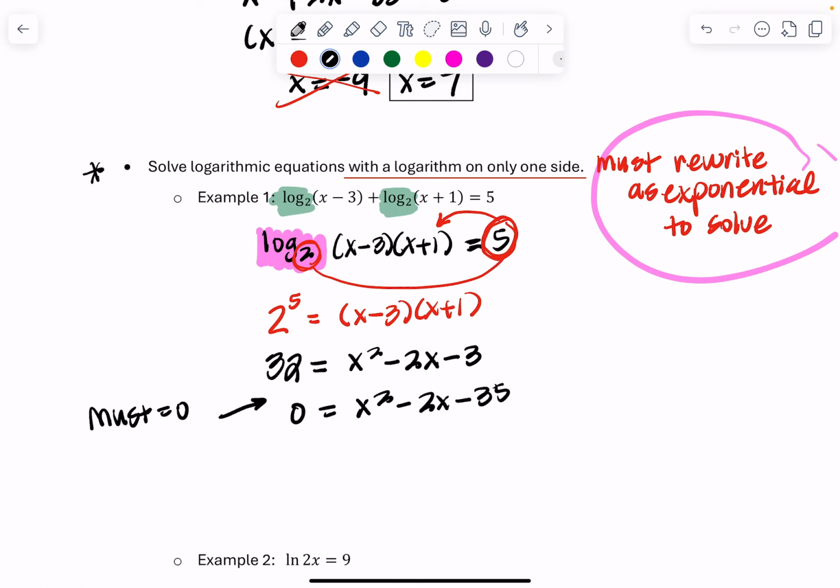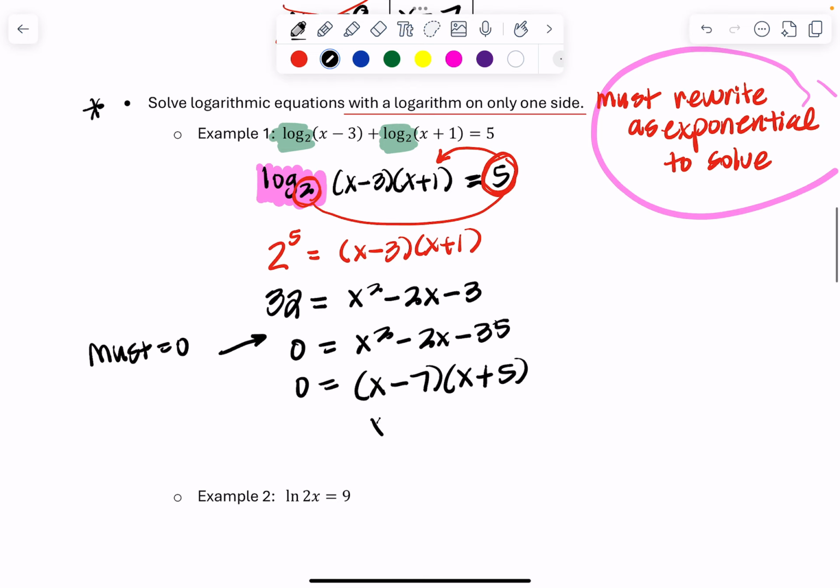That would be minus 35. Yay, and it factors because that would be x minus 7, x plus 5. So we get 7 and negative 5, okay? So now I need to check, especially the negative one. That's the one I'm worried about.